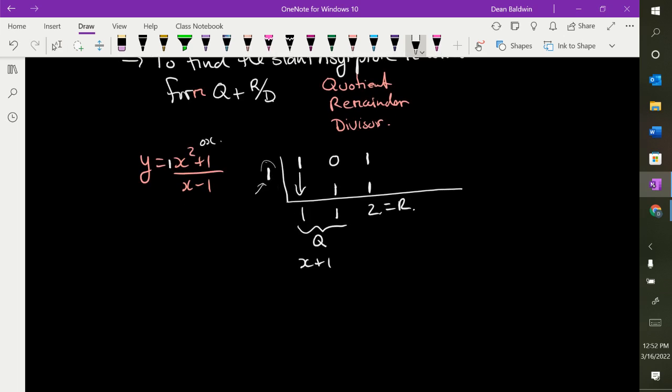All right, and then this out here was our divisor. Divisor, divisor. That's the same thing. So we write this as q, which is x plus 1, plus the remainder, which is 2, over the divisor, which is x minus 1. Okay, so this is the same as this. X squared plus 1 over x minus 1 is the same as x plus 1 plus 2 over x minus 1.